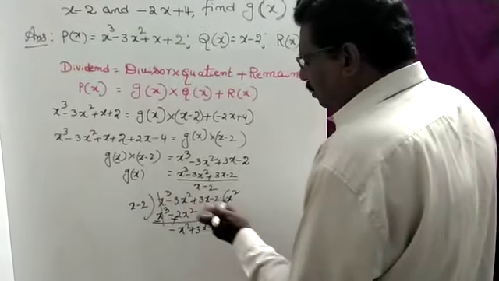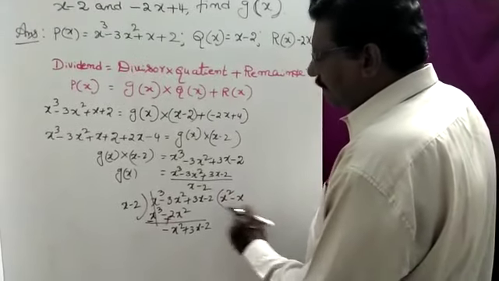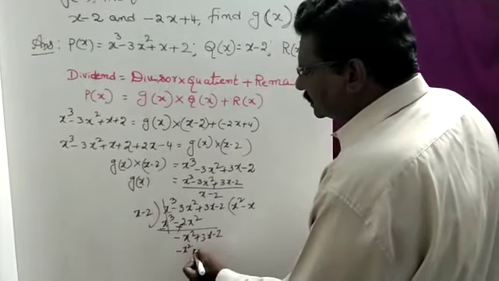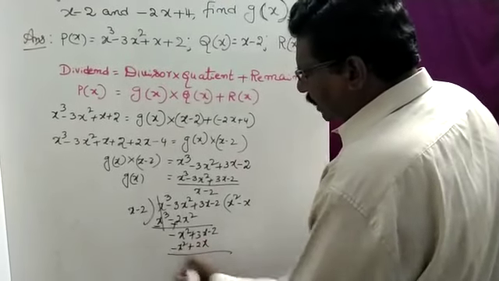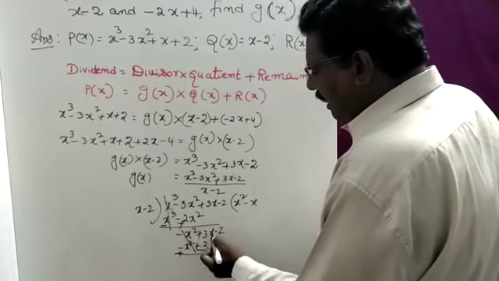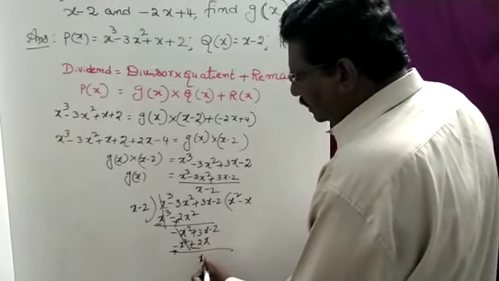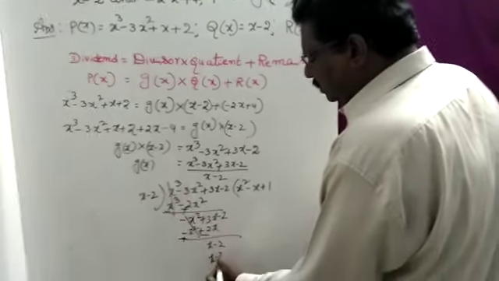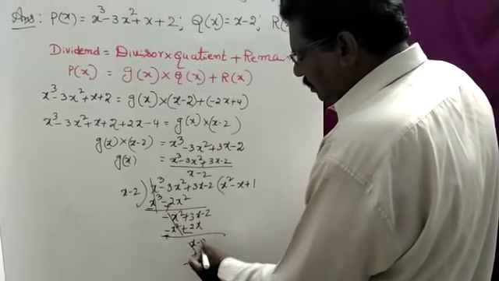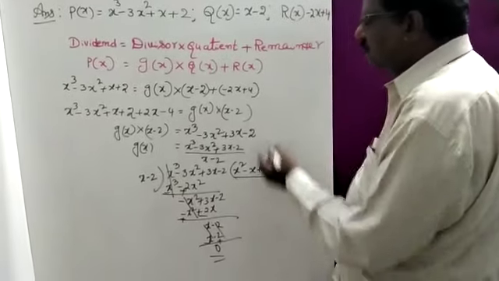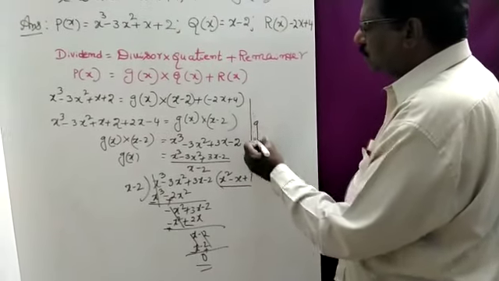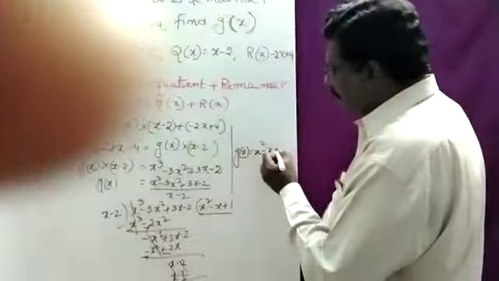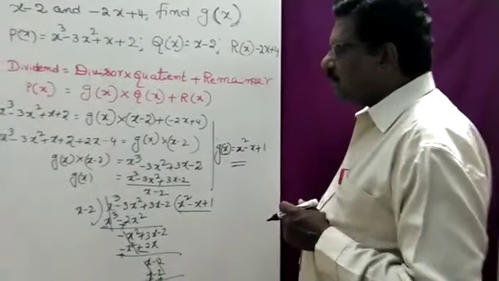Again minus x square, you have to multiply with minus x. Minus x into x, minus x square, minus x into 2, plus 2x. Subtract, plus minus, this will cancel. Again 3x minus 2x, x minus 2, multiply with 1. So 1 into x, x minus 2 will be cancelled, 0. So this is the G of x. Finally, therefore, G of x is equal to x square minus x plus 1. This is the process of the problem.